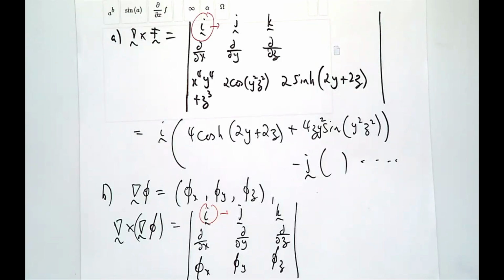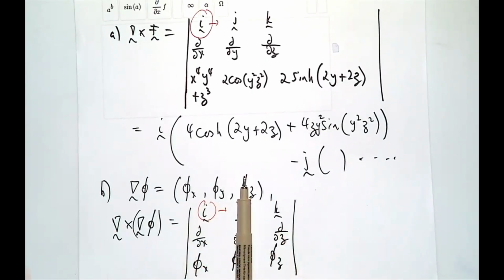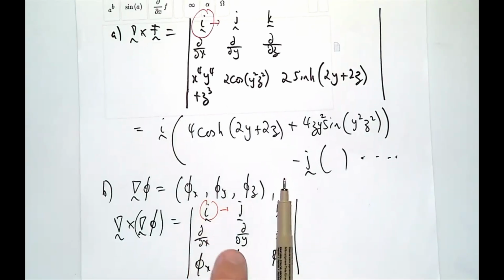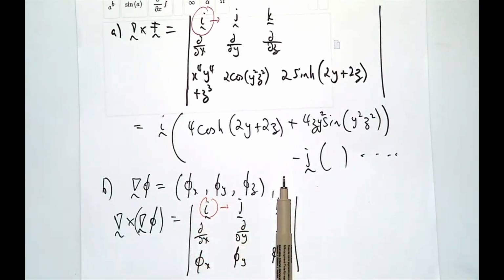0. Why? Because we can swap the order of the mixed partial derivatives, so that on that minus that on that is going to give 0. Okay, the next one, that on that minus that on that, 0. Plus that on that minus that on that is 0.